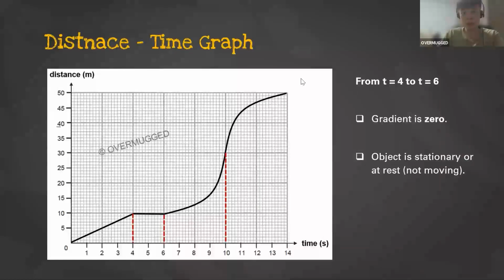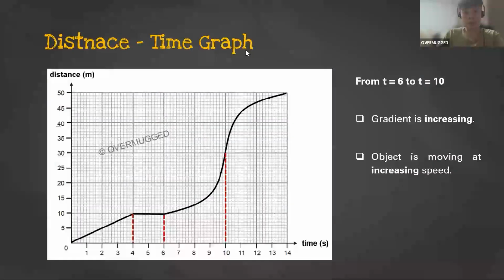From T4 to T6, my distance is not changing. When you see a flat line, it means the gradient is 0. Hence, my object is stationary or at rest, not moving. So these are the keywords that you need to describe the motion of the object. Let me just post the link to the revision kit again.